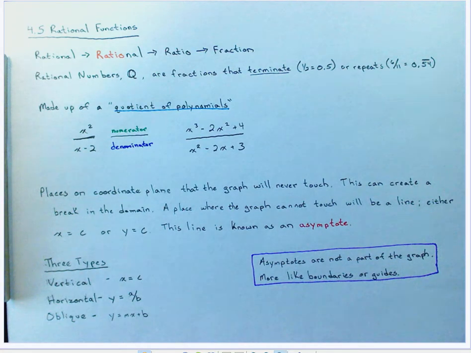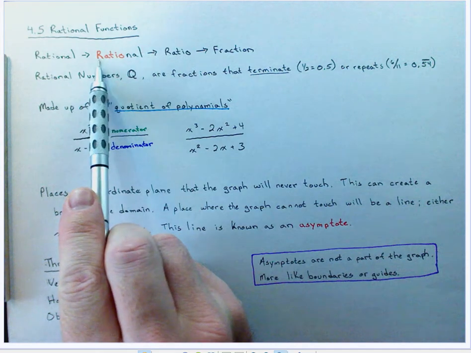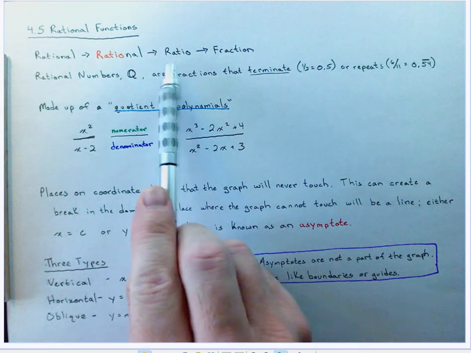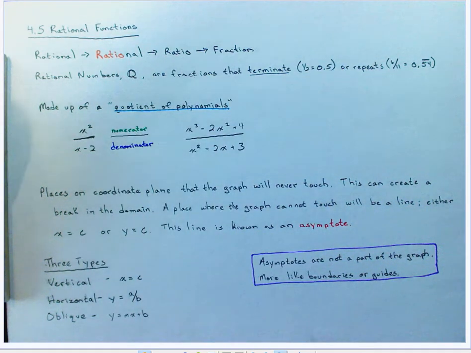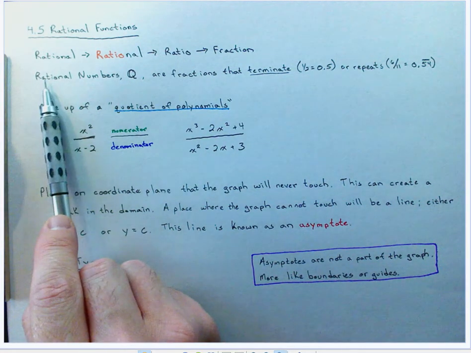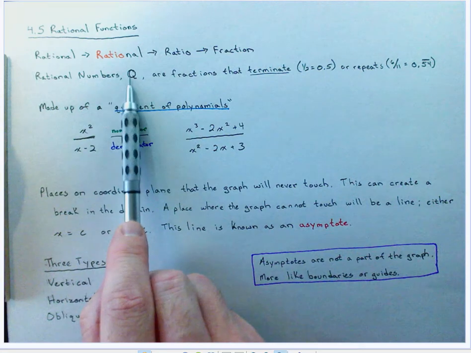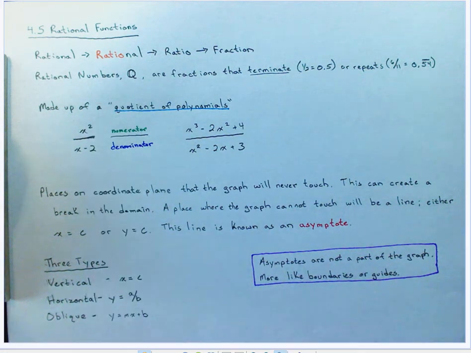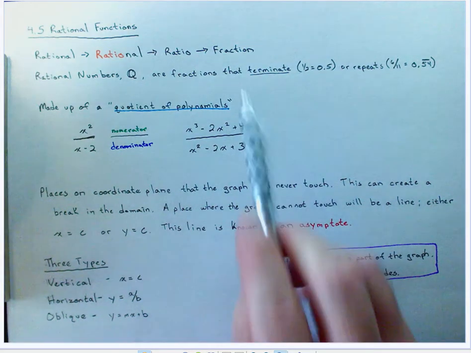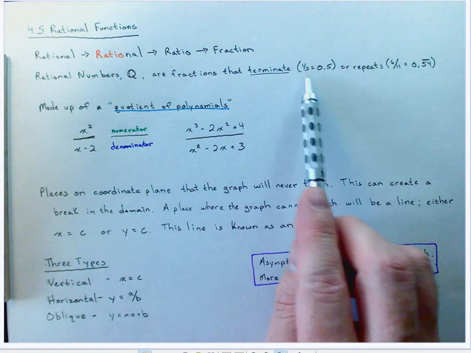Hey guys, one more section left in chapter 4, and this section is on rational functions. The word rational, if you look at it, has the word ratio in it, and we know that a ratio is a fraction. We can also take this to the basic definition of rational numbers, signified by the symbol Q. Rational numbers are fractions that can be made from integers that terminate, such as 1/2.